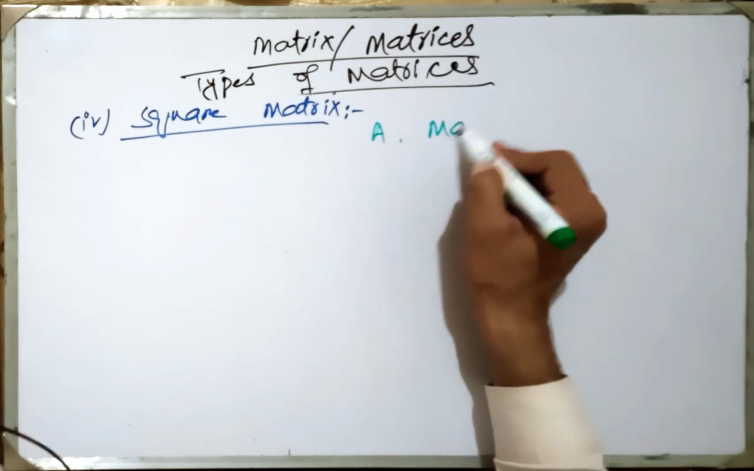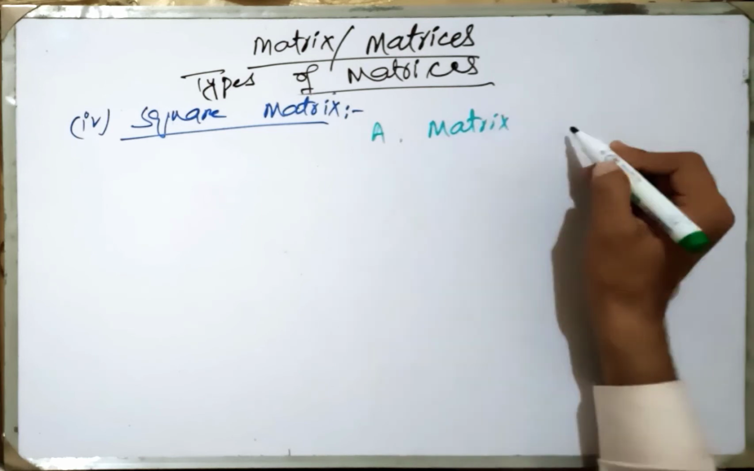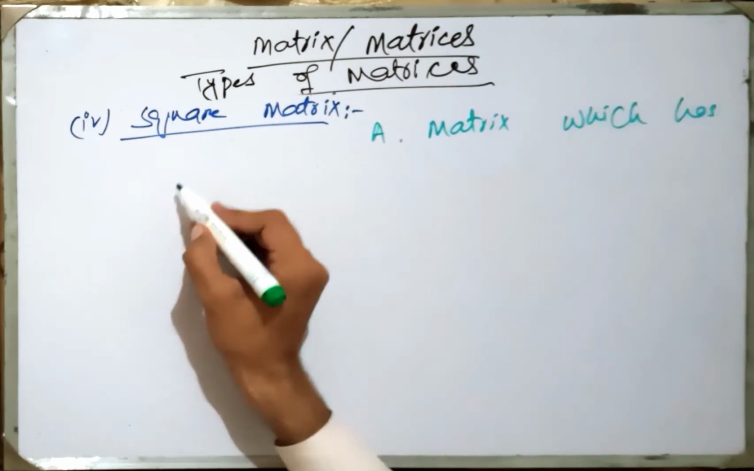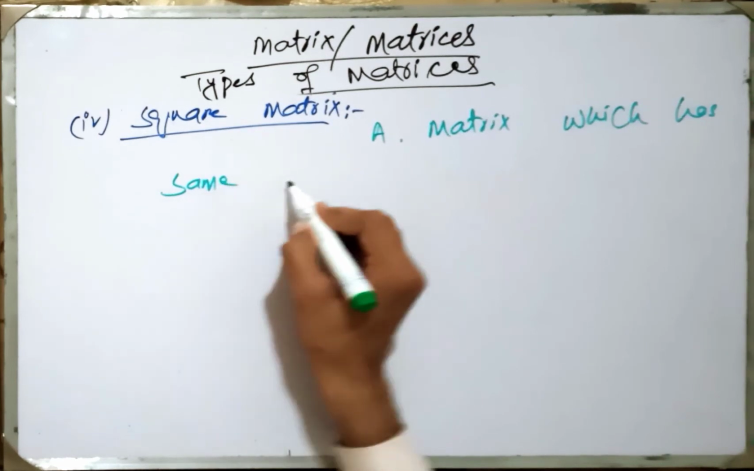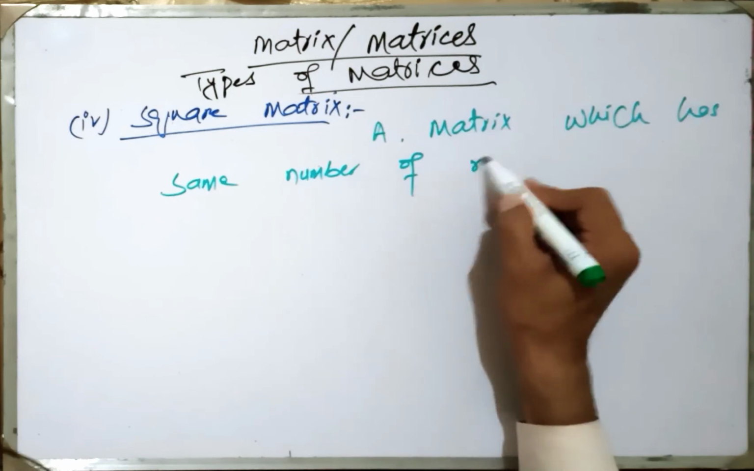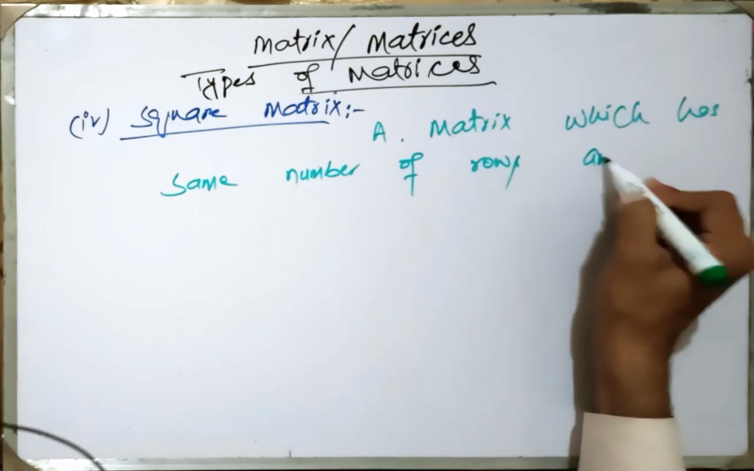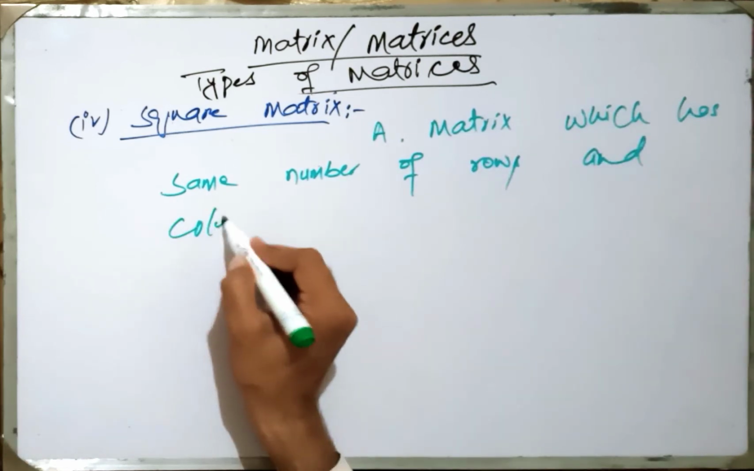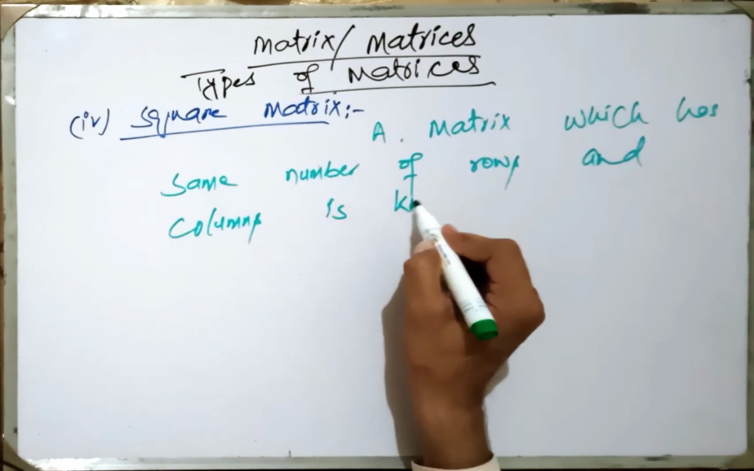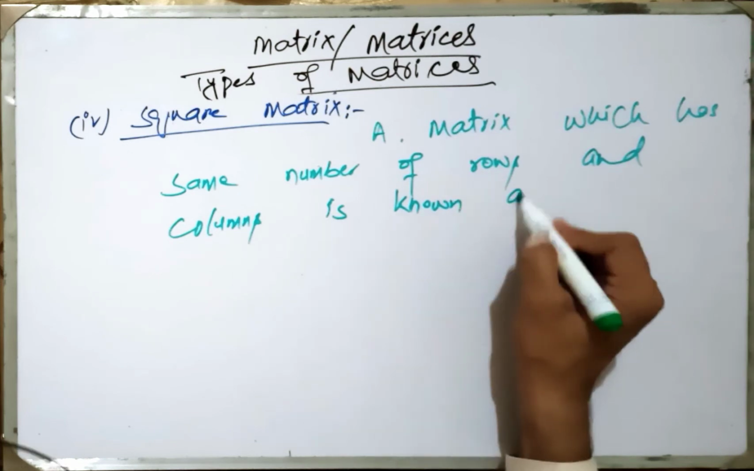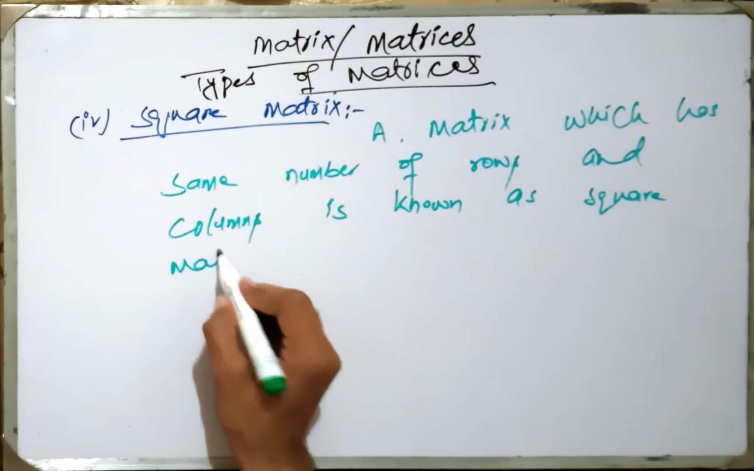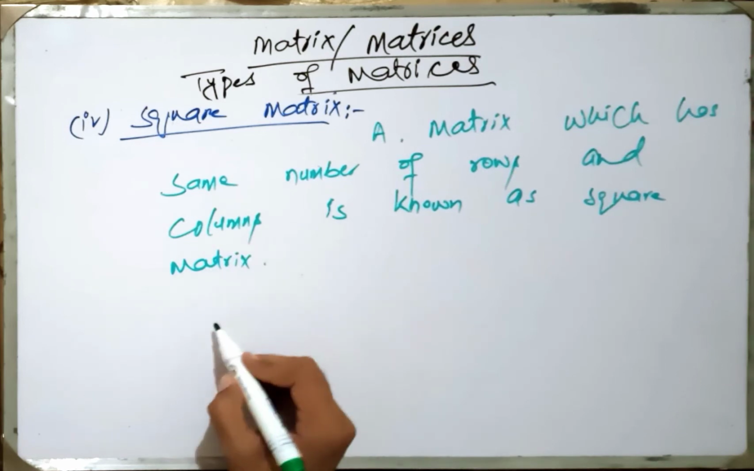A matrix which has same number of rows and columns is known as square matrix.